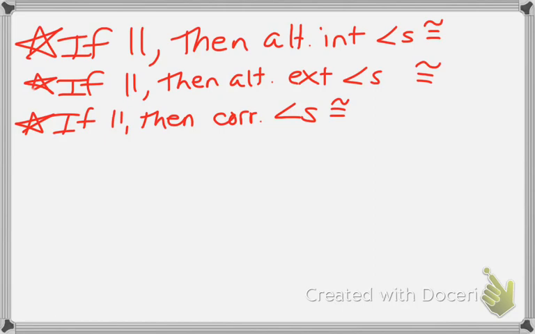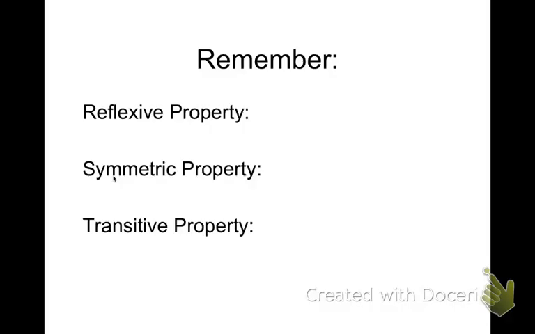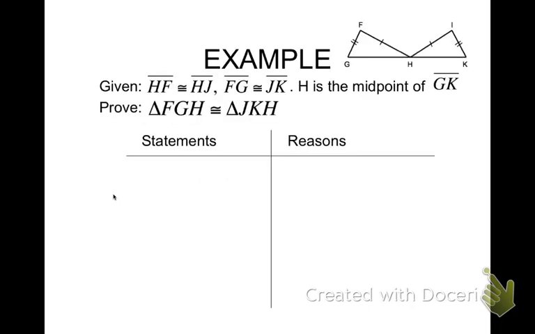So let's jump back to our notes. We're going to add an actual proof to our notes too. We're going to do 2 and then add a third. So here's our first proof. They're giving us that line segment HF is congruent to line segment HJ, FG is congruent to JK, H is the midpoint of GK. And we want to prove that the 2 triangles are congruent. So where do we always start? The given. So line 1, take some time right now to recopy the given.